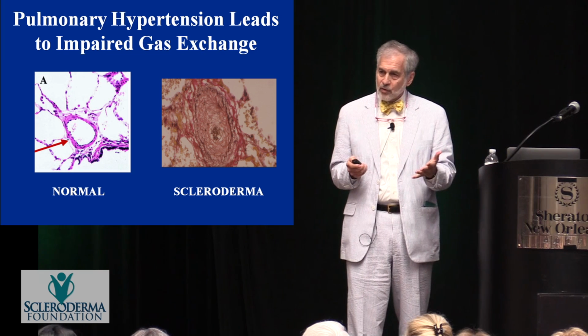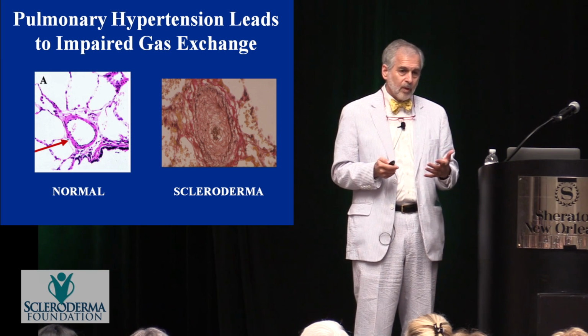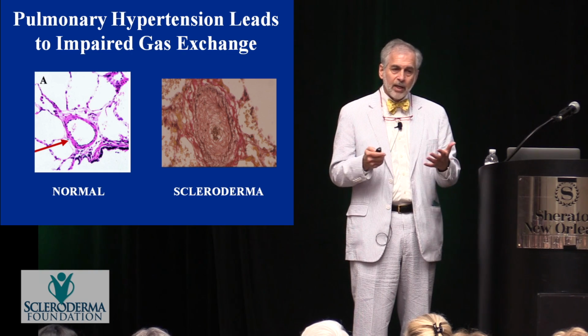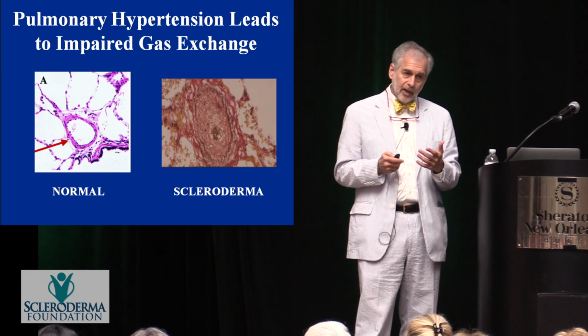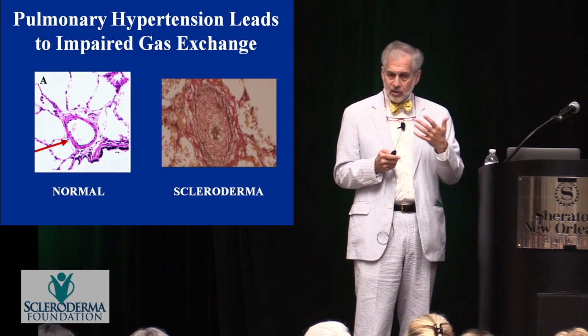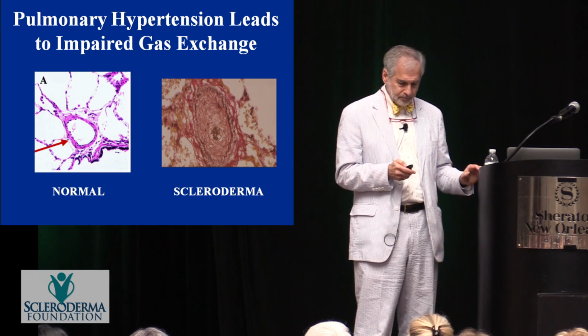It's not designed to do that. So it will get bigger like any muscle, but after a point, it starts to fail. So you get what we call right-sided heart failure due to pulmonary hypertension. And because not enough blood is getting to the lungs, this leads to shortness of breath.